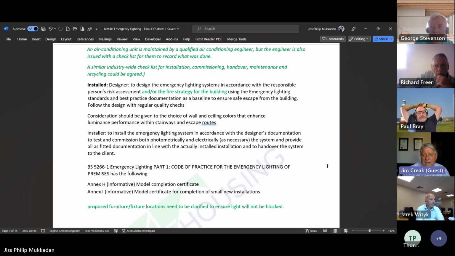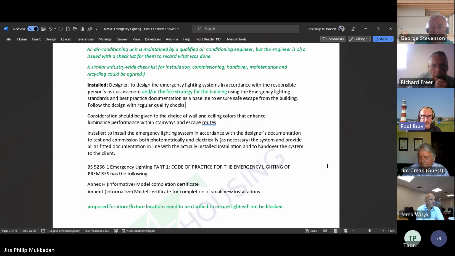Yeah, okay. And using appropriate standards and guidance as a baseline to ensure safe escape from the building. It's down to them. It all falls around what the risk assessment says. That's the basis of arrangements in the building, the risk assessment. That's the legal requirement.